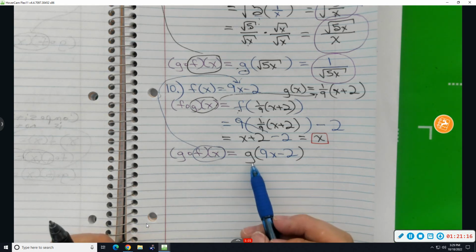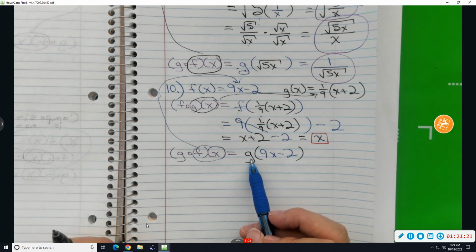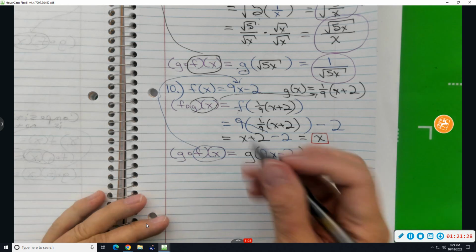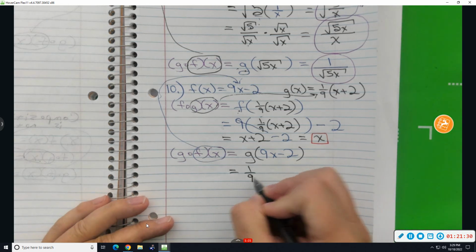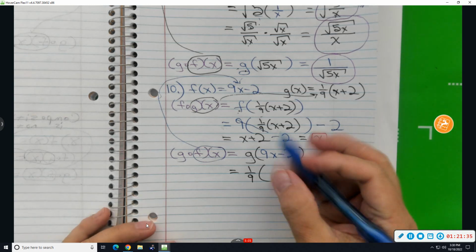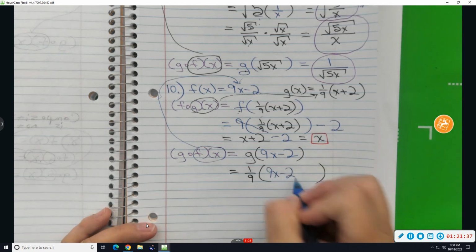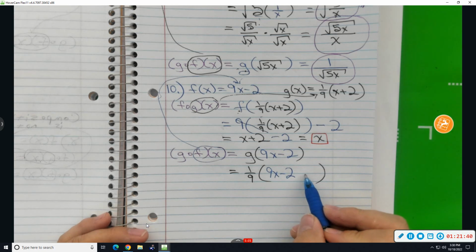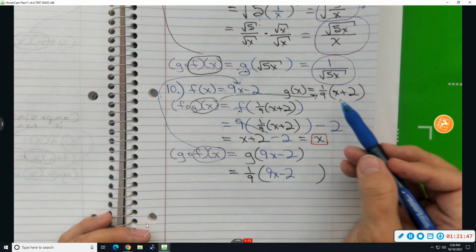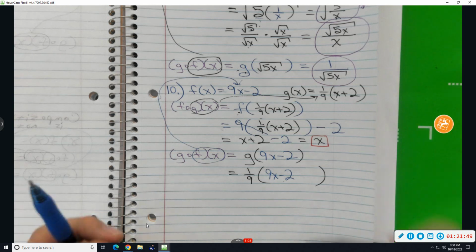So this is saying, go to g, and wherever you see a variable, replace it with 9x minus 2. So we come up here. We have that 1/9. Replace the x with 9x minus 2. We have something else here. What is it? Okay, we've replaced that x with 9x minus 2. We still have that black plus 2.